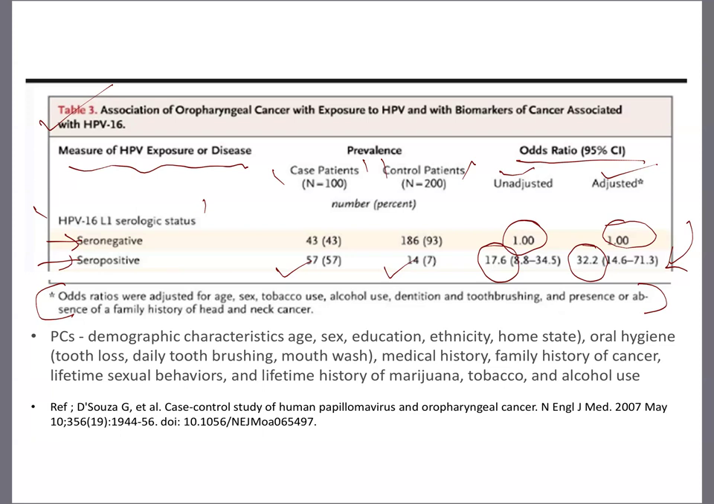Yes, right. So when you look at the crude, means you're not adjusting for the confounders, the risk is 17.6 times more in those who are seropositive compared to those who are seronegative. When you adjust for age, sex, tobacco use, alcohol use, dentition, toothbrushing, presence of family history of head neck cancer, what happens? After adjusting for potential confounders, the risk is 32.2 times more in those who are seropositive for HPV 16 compared to those who are seronegative. Am I right, Dr. Anjana?